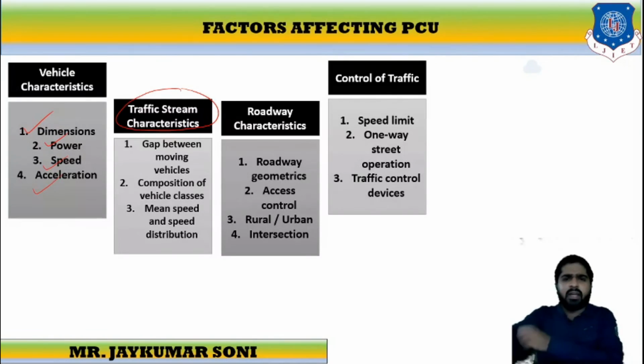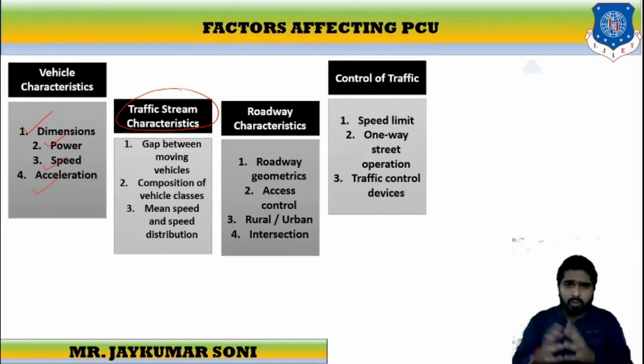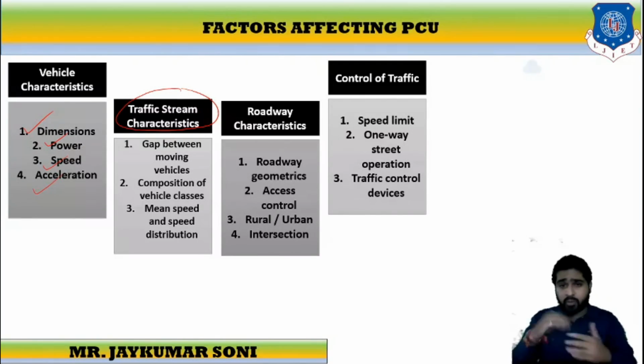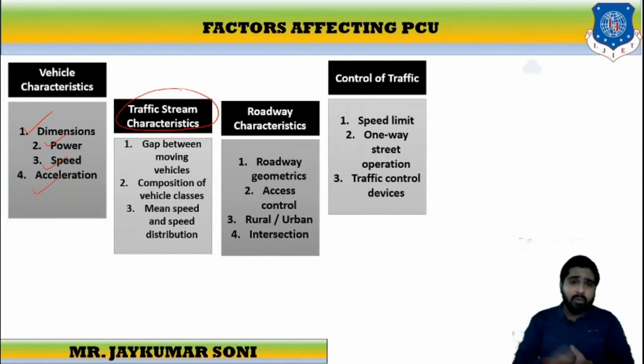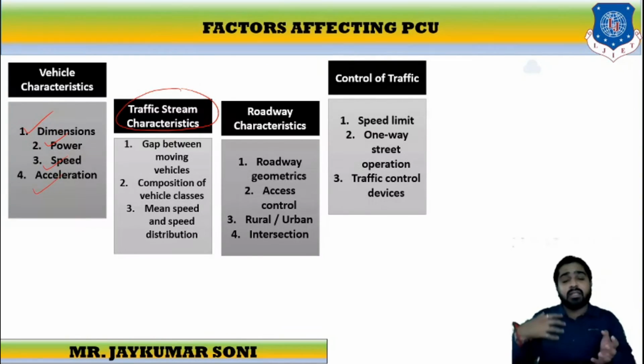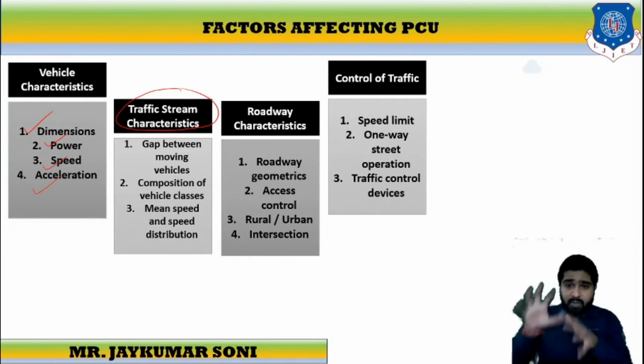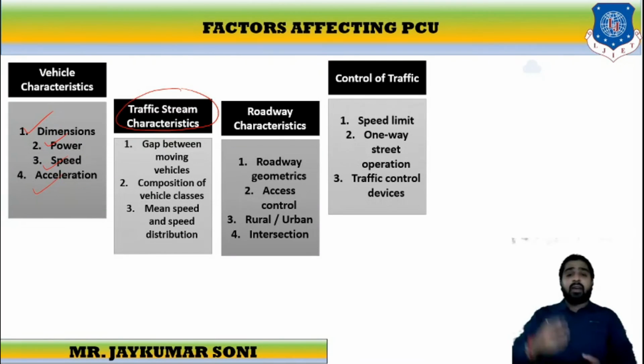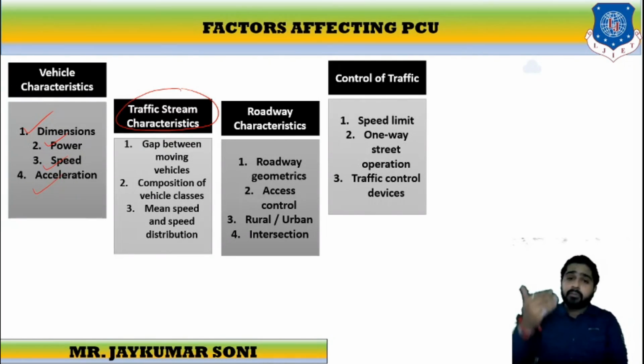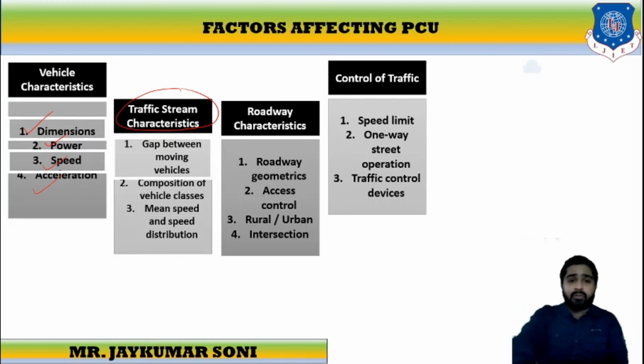Then there are certain road characteristics such as access control, rural road, urban road, intersection, rotary, circle, roundabout, roadway geometrics, super elevation, speed control, SSD, ISD, OSD. And the last is about the control of traffic. That is, what is the speed limit, whether it is one-way street operation or two-way street operation, then what are the traffic control devices, such as whether the signal is there or not, whether various signboards are there or not. So these are the various factors that affect PCU: vehicular, roadway, traffic stream and control.